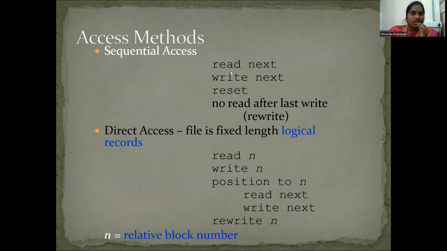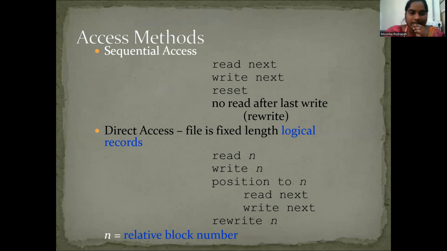Access methods: sequential access and direct access. First, sequential access is read next, write next, and also reset. There is no read after the last write, which means rewrite. So sequential access contains read next, write next, reset, and rewrite.